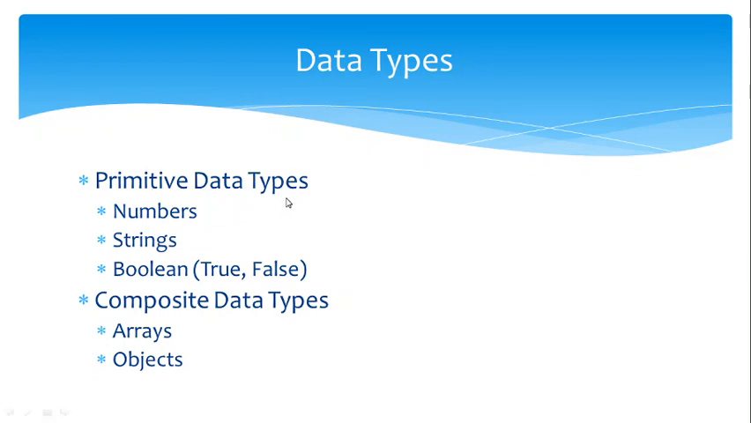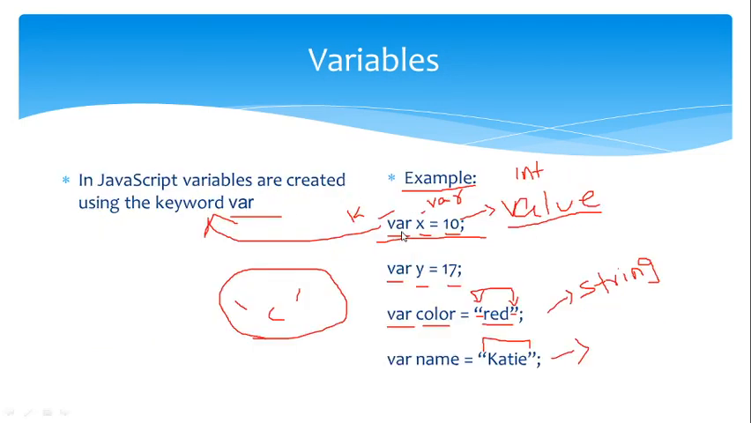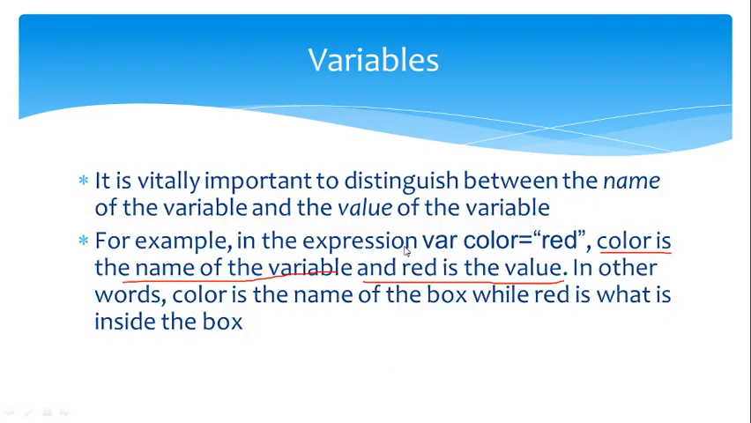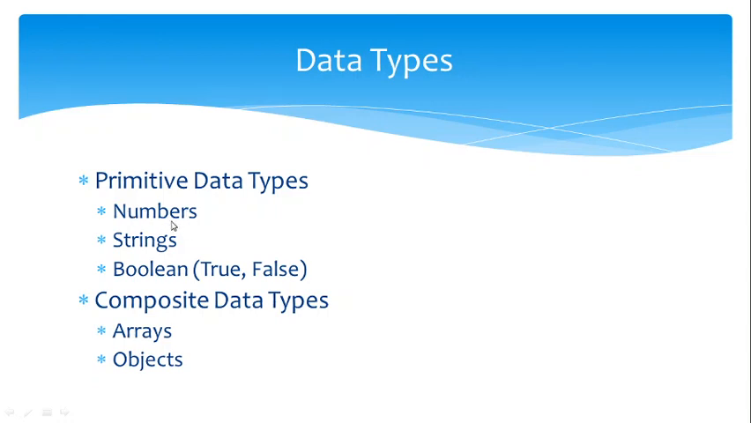Primitive data types: first, number, string, and boolean. Number is nothing but like integer variable. Just now we have seen where x is equals to 10, this is numbers. Whatever the numbers you are giving, you can give primitive data type. Strings, like color is equals to red, that is called string. Boolean, true or false, only two things will be there, true or false.